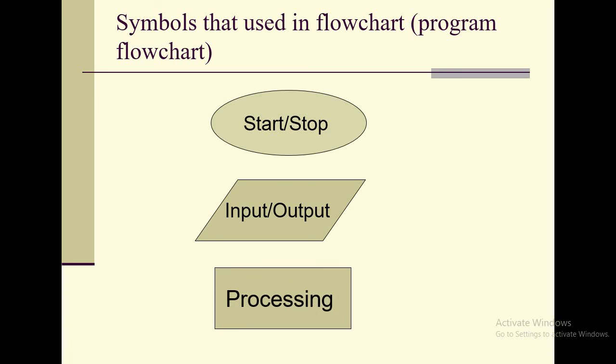This symbol is for processing, meaning any kind of calculation: summation, addition, subtraction, multiplication, or any other calculation, and even assigning some value to a variable is considered processing. This symbol is used for taking a decision. You can put a condition here, like is A greater than B, is X less than Y, is M greater than or equal to 0. Whenever you need to ask a question or put a condition, you use this decision symbol.